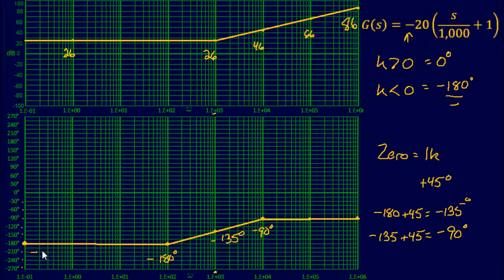So we started at negative 180. We have 1 zero, which is that guy right there. Went up 45 degrees 1 decade before, then went up another 45 degrees 1 decade after. So in a sense, overall, I moved 90 degrees because I did it over 2 decades. So this was a really easy problem. However, I wanted to go over at least one negative problem. That way you get your feet wet on that one.